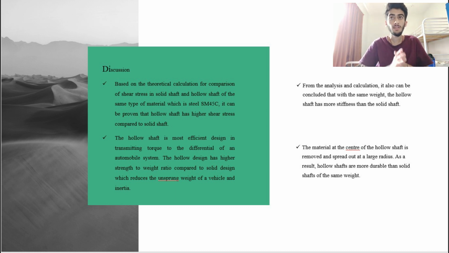For the discussion part, based on the theoretical calculation for comparison of shear stress in solid shaft and hollow shaft of the same type of material, which is SM45C steel, it can be proven that the hollow shaft has higher shear stress compared to the solid shaft. Next, the hollow shaft is the most efficient design in transmitting torque to the differential of an automobile system. The hollow design has a higher strength to weight ratio compared to the solid design, which reduces the unsprung weight of a vehicle and its inertia.